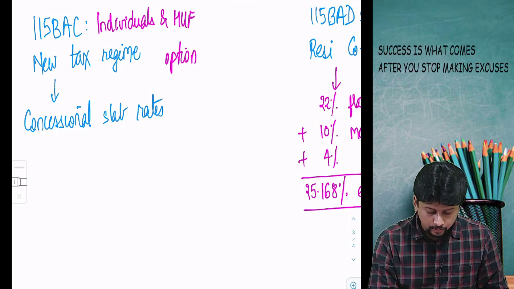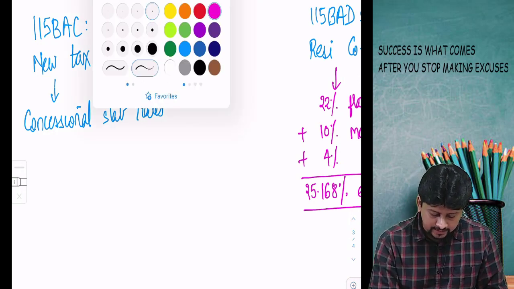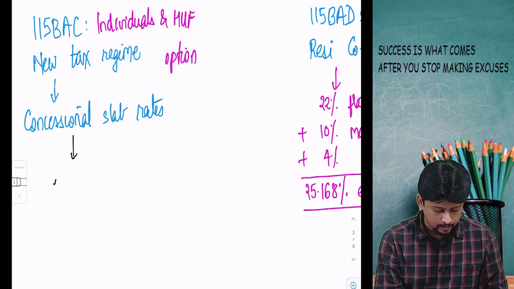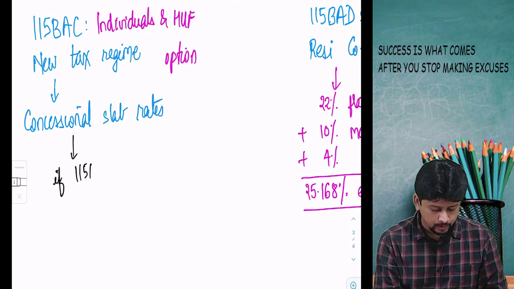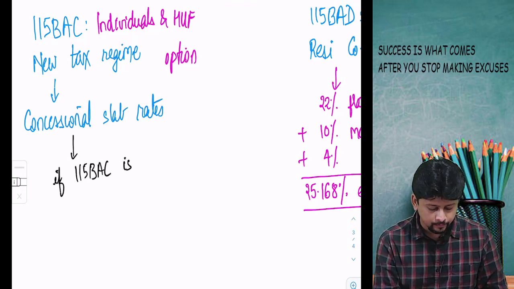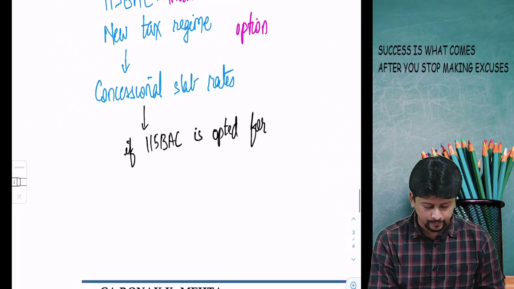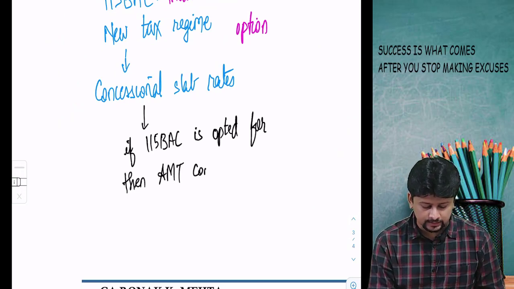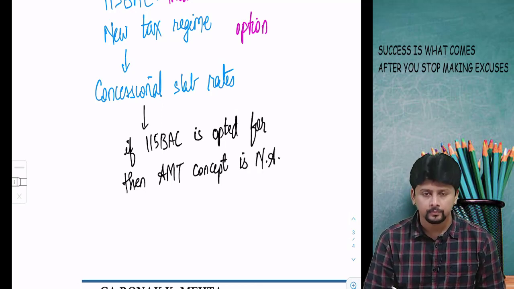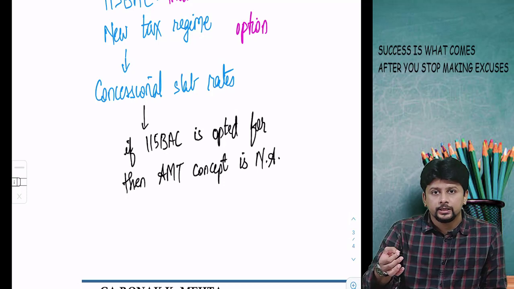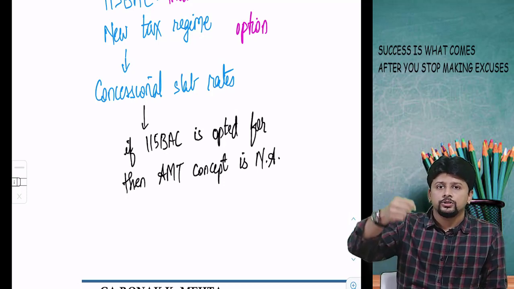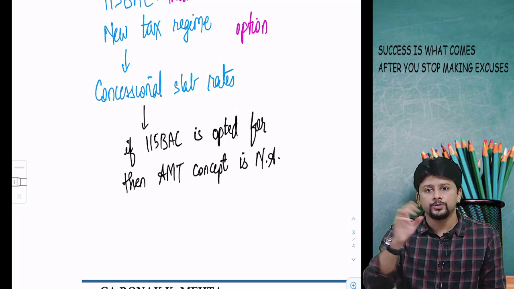Now the amendment introduced is, as I said, a very sensible amendment. If 115 BAC is opted for, the individual HUF decides, let me pay tax as per the concessional slab rates, then alternate minimum tax concept does not apply, which is quite logical. You are introducing a concessional tax rate and giving an option.